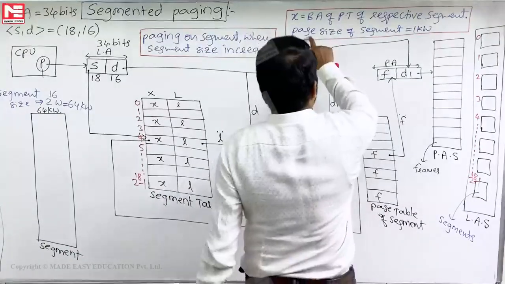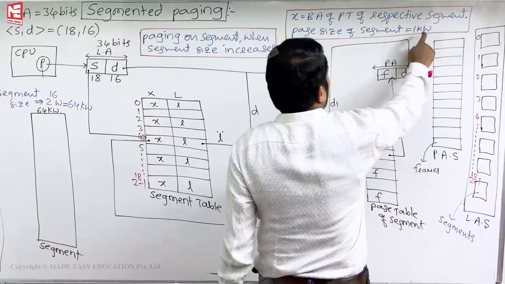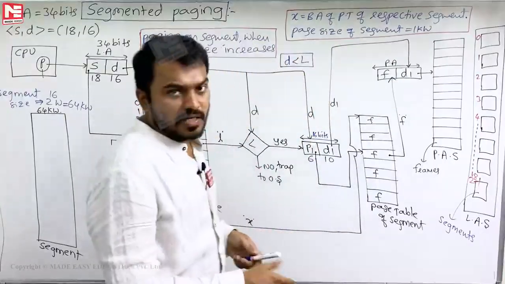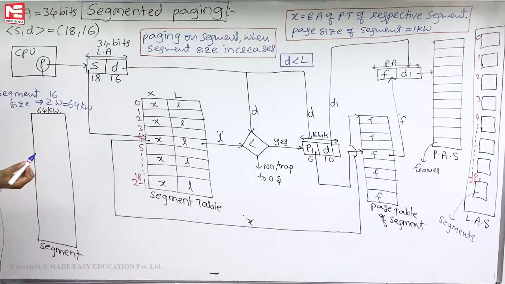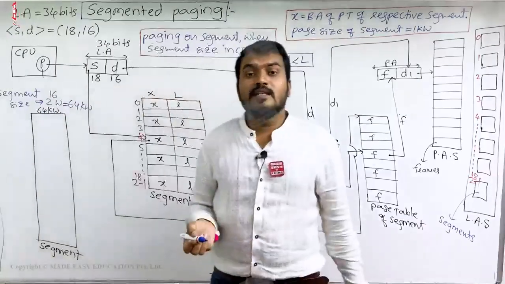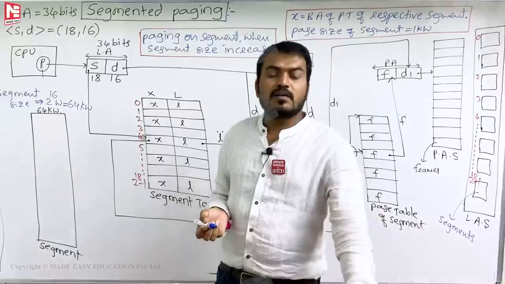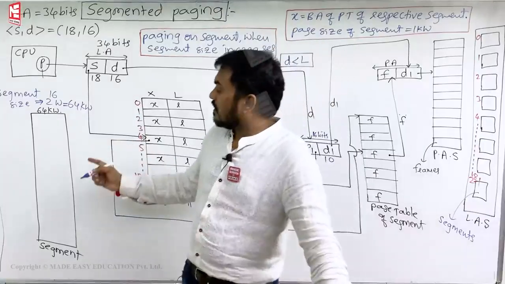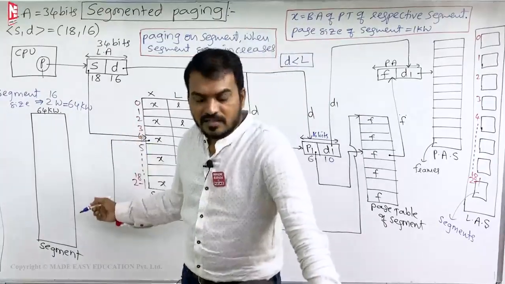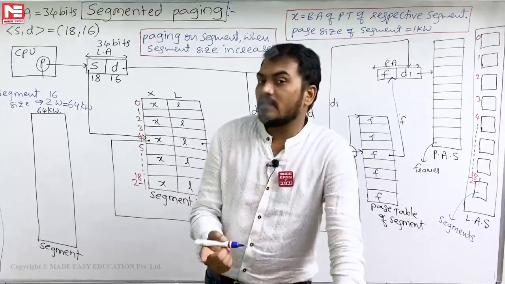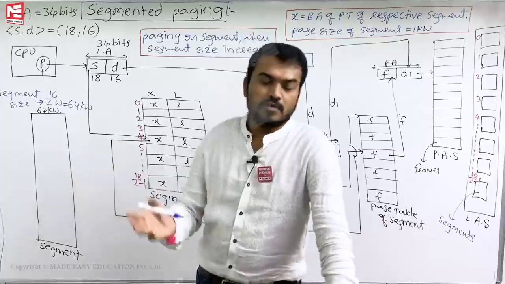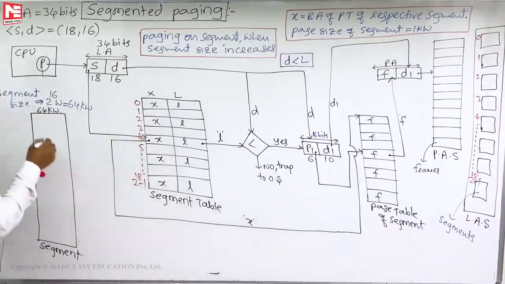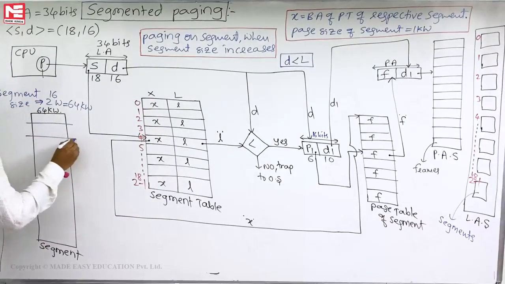Tell me, page size of the segment, how much am I assuming here? 1 kilowatts. So it means that by taking the page size of 1 kilowatts, I am going to apply paging on the segment. It means we are going to divide the segment into pages of size 1 kilowatts.